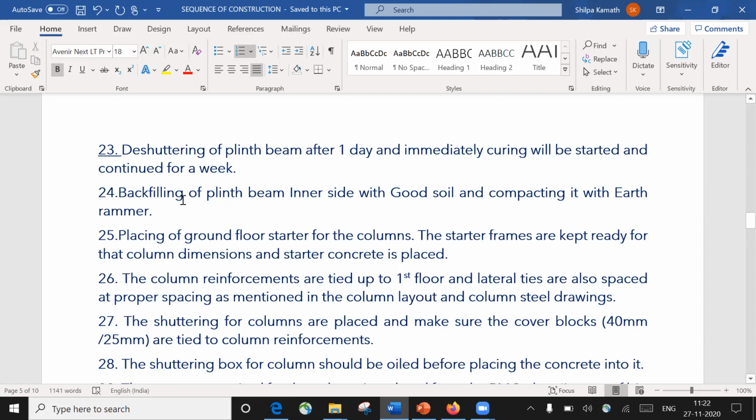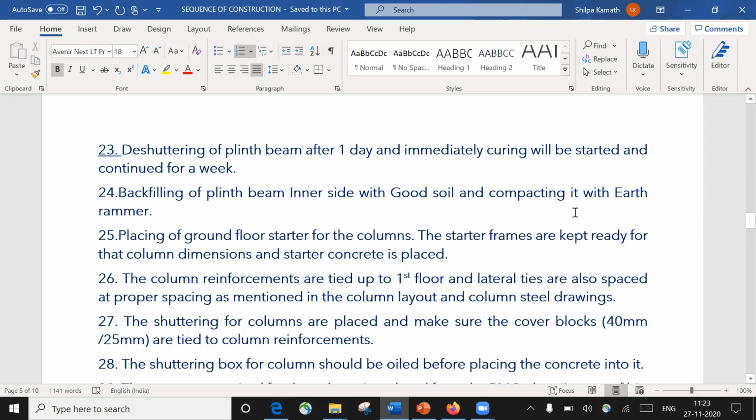Next, we are going to do backfilling of the plinth beam inner side with good soil and compacting it with the earth rammer. Again, the same thing: up to the ground level you have put the soil, and from ground level you have raised the plinth level. Let us say the depth of the plinth beam is 450 mm. Again, 450 mm of hollow. There's a hollow in between the plinth beam, and that hollow space has to be filled up by the soil.